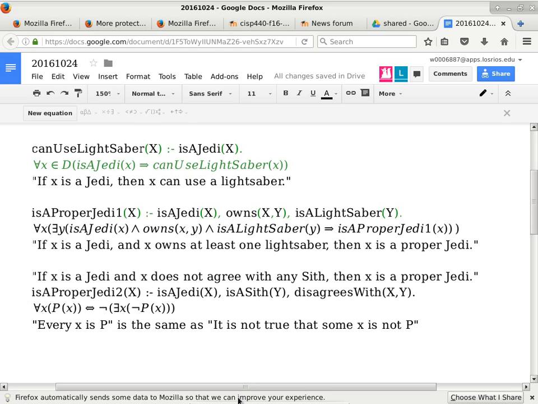Just looking at these as English sentences, or kind of oddly formed English sentences, can we draw the conclusion that the left-hand side, which is every x is p for some kind of predicate, is the same thing as saying it is not true that some x is not p? Okay, if that is agreeable, then we have a way to fix this problem.